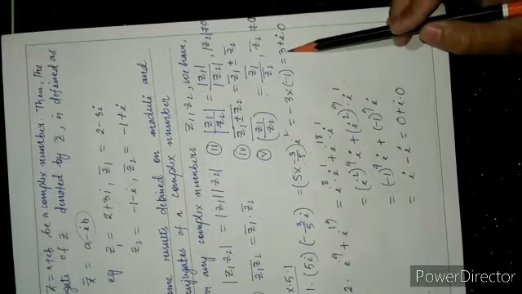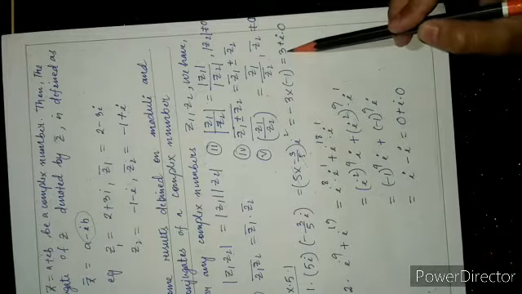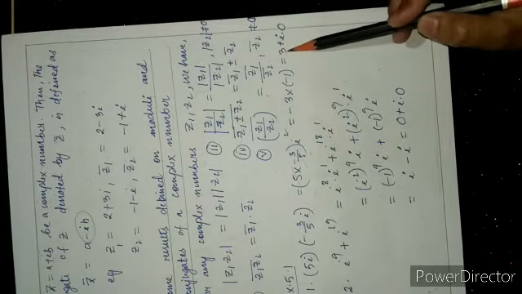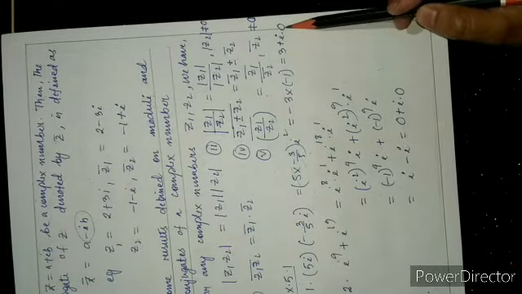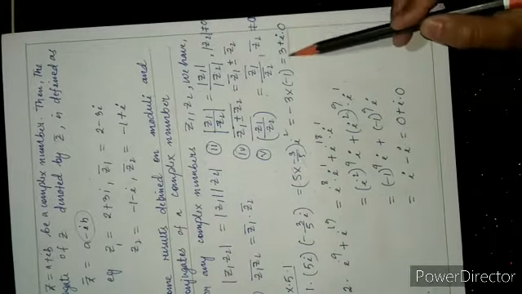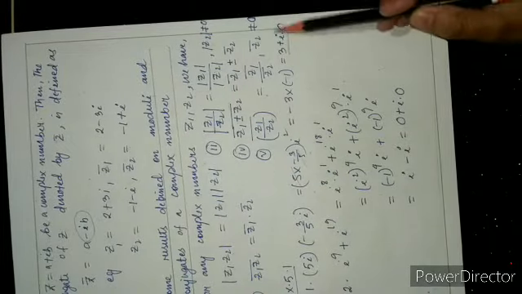But we have to express this 3 in the form of a plus ib. This 3 is the real part and the imaginary part is 0. It can be expressed as 3 plus I into 0.